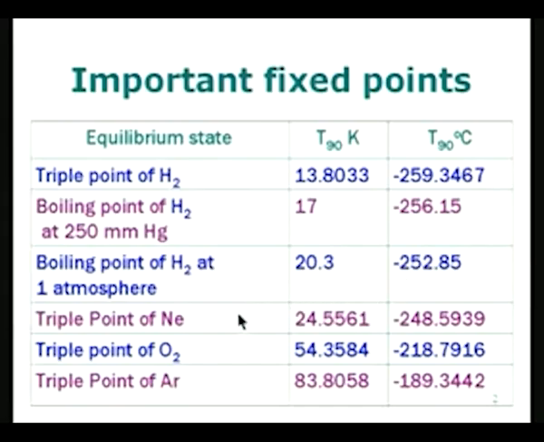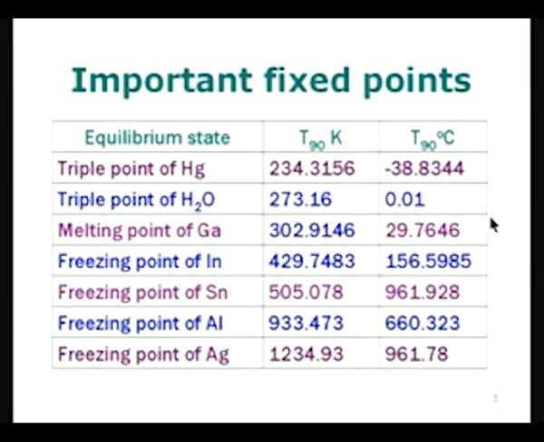Then as you go along, you see several other fixed points like the triple point of neon, Ne stands for neon, which is 25.5561, the triple point of oxygen 54.3584, and the triple point of argon 83.8058. If you look at the table, the temperatures are going in ascending order. From the lowest value of 13.80, we have come up to 83.80 Kelvin, or from minus 259.3467 degrees Celsius to minus 189.3442, and we need more fixed points to cover the entire range of interest to us, and they are given in the next slide.